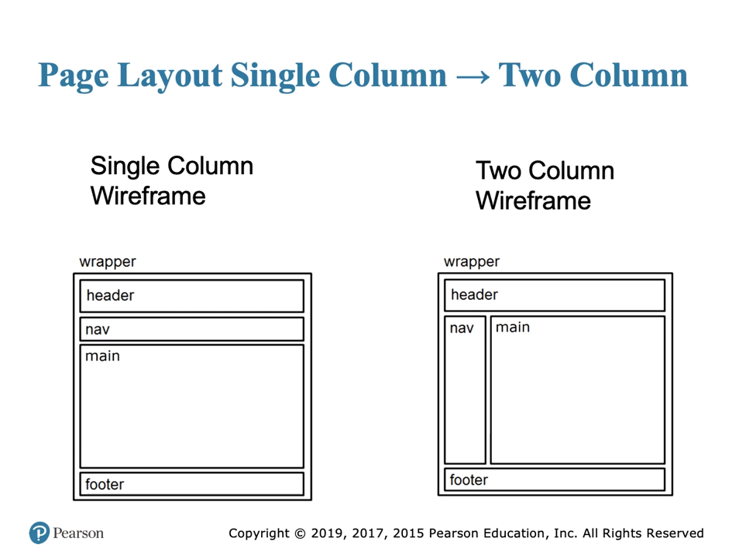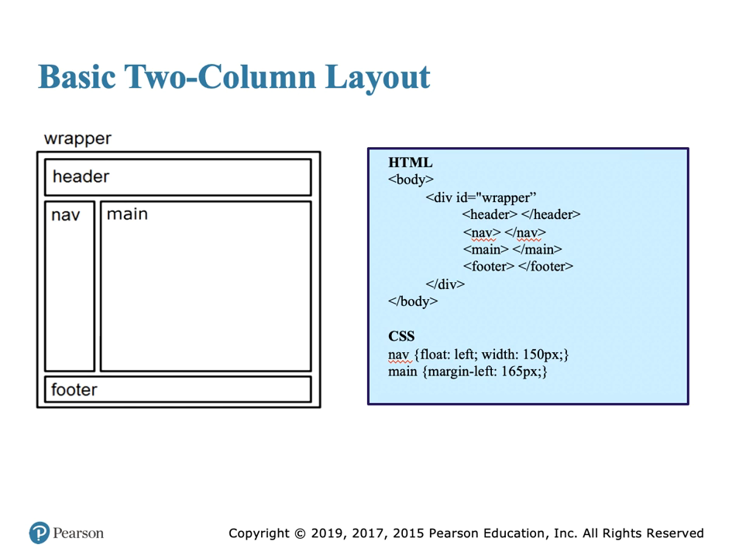In this illustration, the image on the left is how something will display in normal document flow with everything taking up 100% of the screen. In the two-column wireframe on the right, the nav has been floated to the left, creating two columns. The HTML code on the right will generate the image on the left.